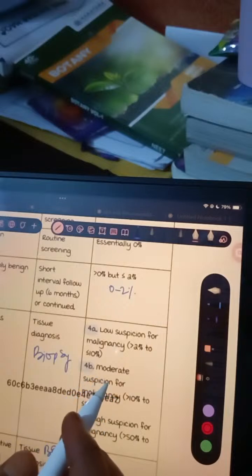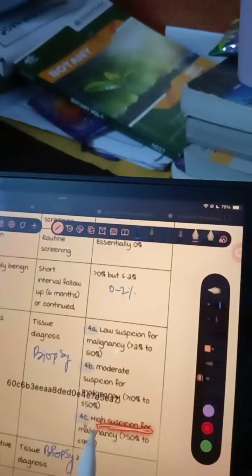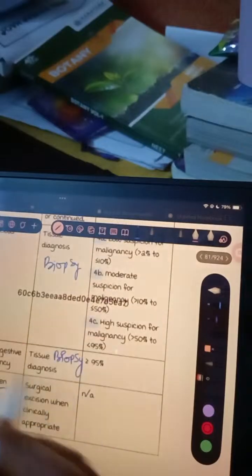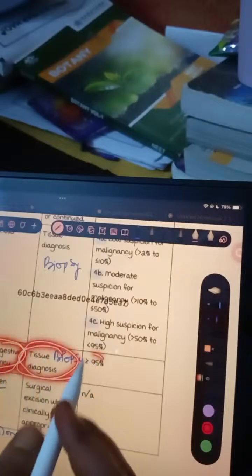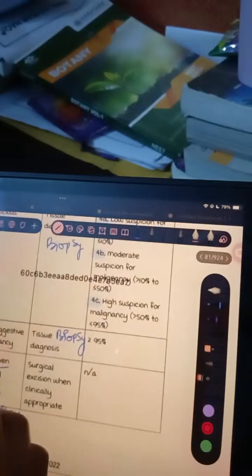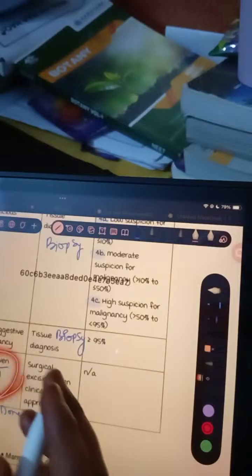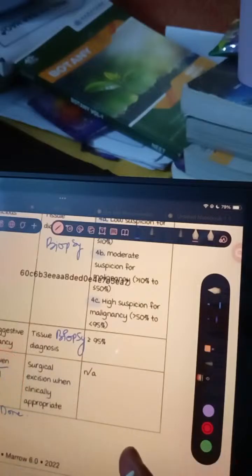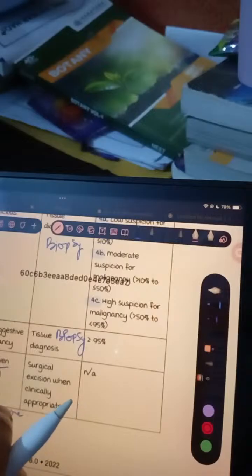And for 4, we have 4A, B, C. A is low suspicion for malignancy, 2 to 10%, and 4B is moderate, 10 to 50, and 4C is high suspicion, 50 to 95. Okay, and 5 is highly suggestive of malignancy, tissue diagnosis compulsory, and we have more than 90% risk of cancer. And BIRADS score 6 is biopsy proven malignancy, which needs surgical excision and clinically appropriate management.